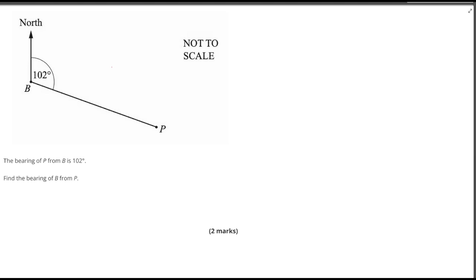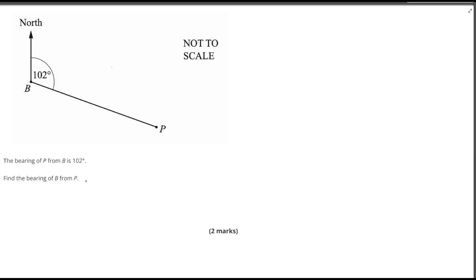Hello everyone. Here we will solve problems related to bearings which we can do without using a calculator. Here is your first problem. The bearing of P from B is 102 degrees. Find out the bearing of B from P.